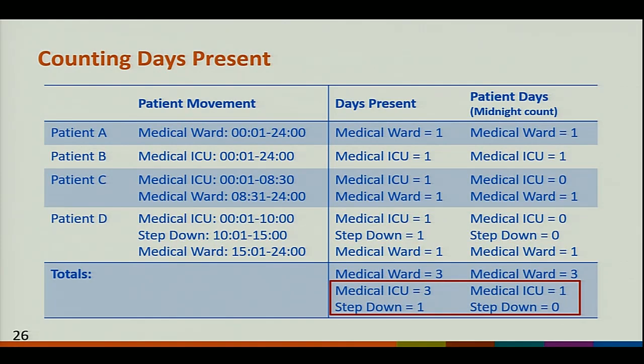So when we add up our totals, you'll notice that for the medical ICU and the step down, our days present counts are higher than our patient day counts. And as you can imagine, with the more patients, numbers will become more and more different. So your days present counts should always be greater than your patient day counts, because your days present counts are taking into account those patients that transfer in or out of the location prior to the once daily census count.